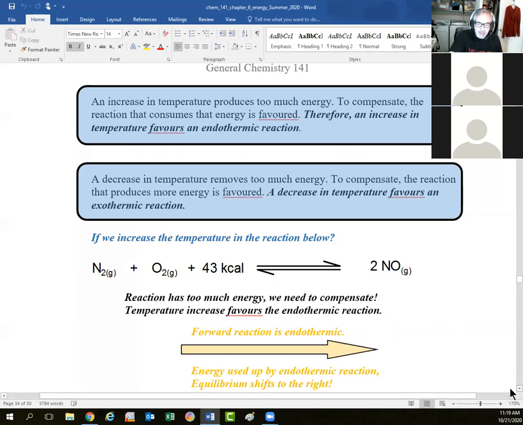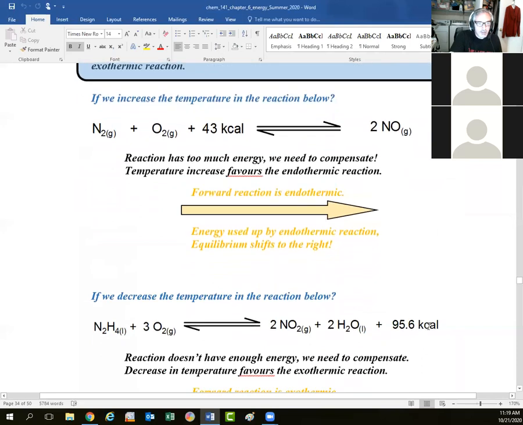So let's take a look at some examples. So we've got a reaction, nitrogen combining with oxygen to produce the nitric oxide. And so we're asked, what happens if we increase temperature? Remember, a temperature increase is providing too much energy. We've got too much energy when temperature rises, and we have to compensate and use that energy up. The reaction which uses up energy is the endothermic.